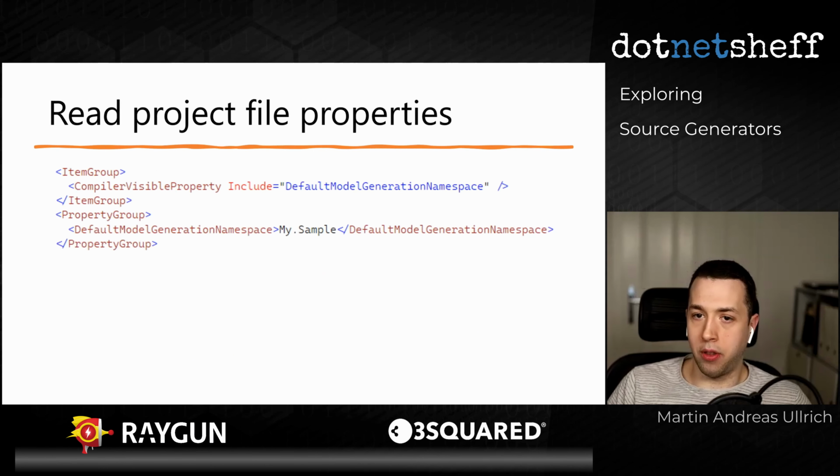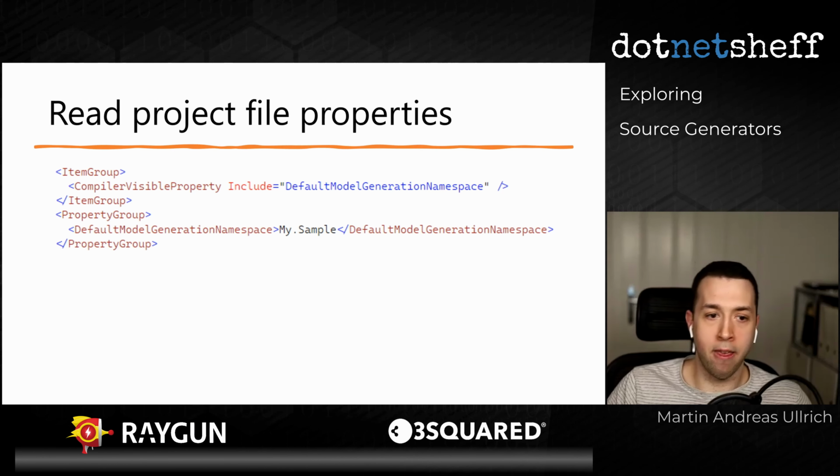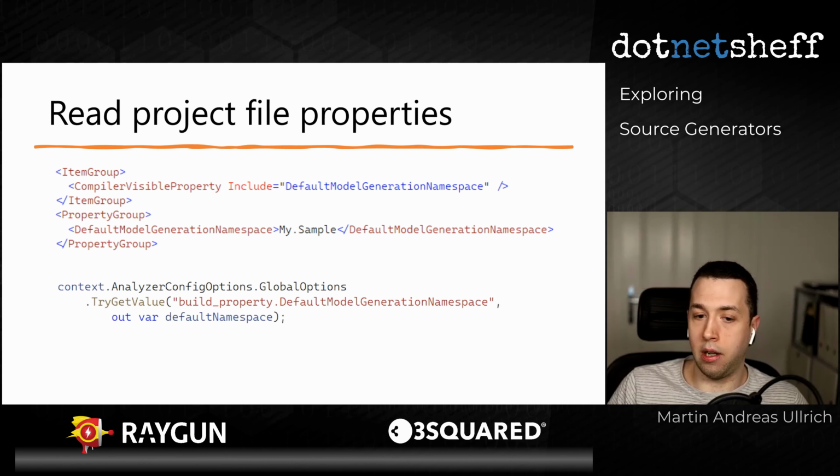You can do something similar with project properties. So again, MSBuild is very, very open, very customizable. Wherever you are in the project, you can define a property group and you can create arbitrary properties. And then in an item, you can tell the compiler, and again, this is something that the compiler looks for, yeah, I want that project property to be visible to the compiler as well. The way you would do it for a generator is you would ship that item group as part of your NuGet package. And then that property group could be in a consuming project. And then you could query the global options of the analyzer and read that project property.